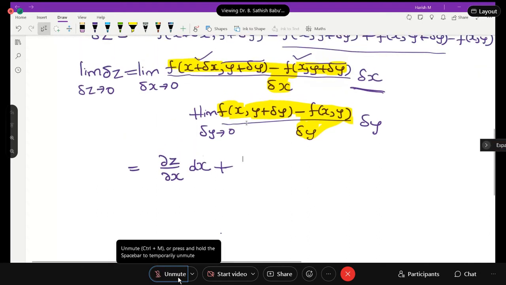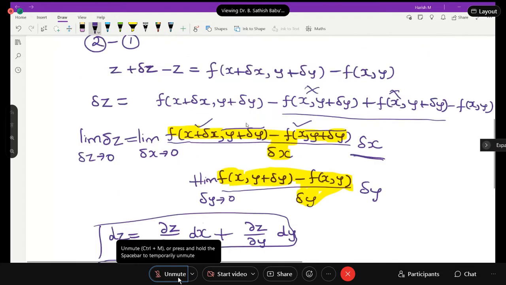The first term just became dou z by dou x into dx. And can you see similar things in the second term also? Limit delta y tending to 0, y is varying, but x is kept as a constant. Can I say it is dou z by dou y into dy? What should happen to the left hand side term as limit delta z tending to 0? This becomes dz.